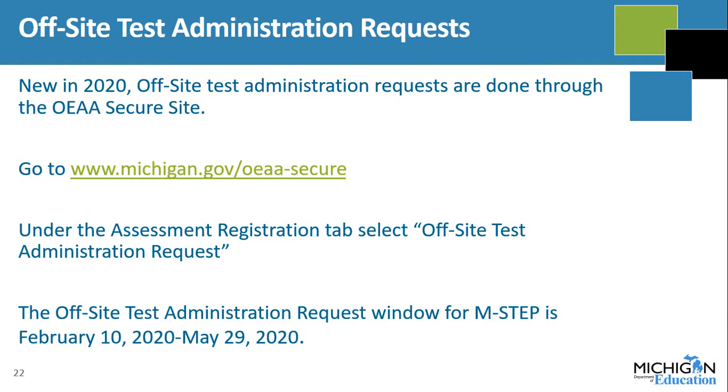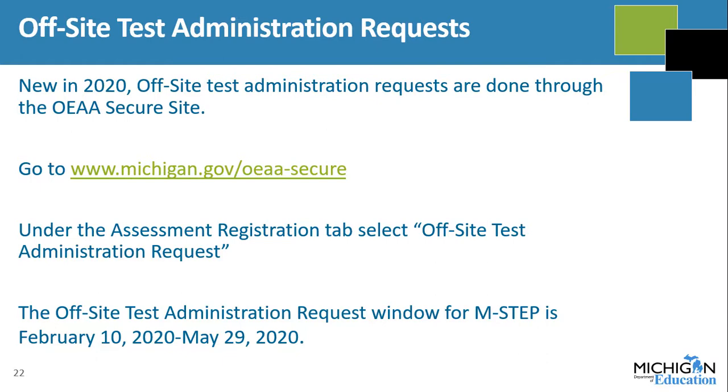The Off-Site Test Administration request is found under the Assessment Registration tab in the OEAA Secure site. Select Off-Site Test Administration Request. The window to submit Off-Site Test Administration requests has changed for spring 2020. Requests are now open from February 10, 2020 through May 29.